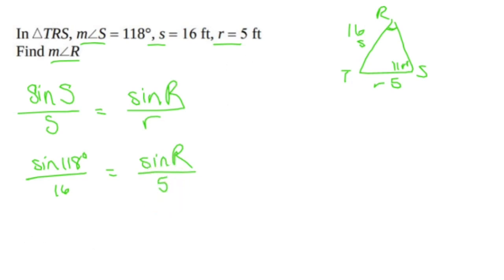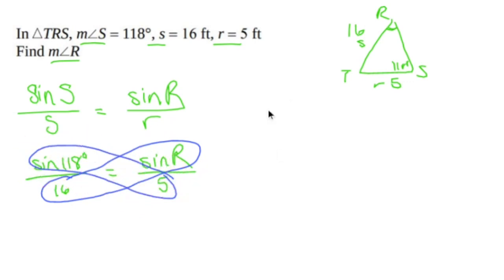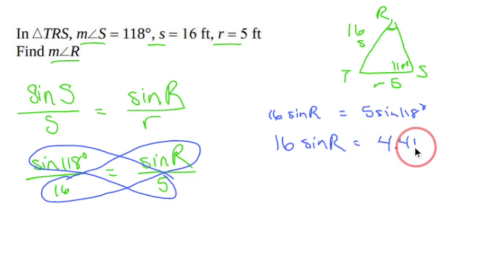Whenever you have a proportion, a fraction equaling a fraction, you do a little bit of crisscross applesauce. So I'm going to do that. I'll write it over here. That gives me 16 sine R equals 5 times sine 118 degrees. 16, can't do anything with it. Sine R, can't do anything with it. But I can type all of this into a calculator. And when I do, I get 4.41473. A lot of decimals, but who's counting?